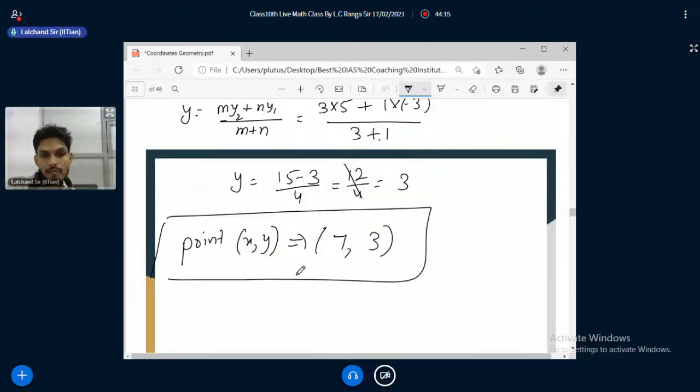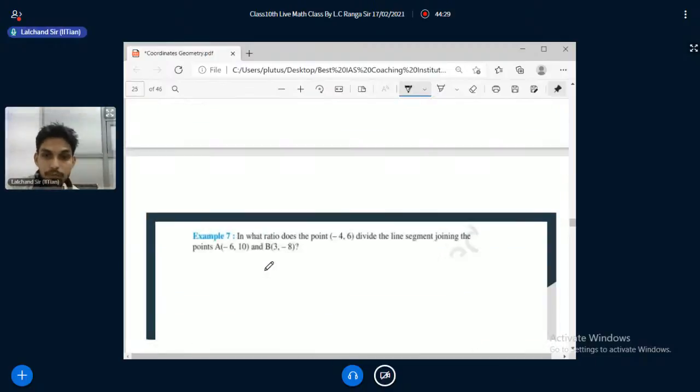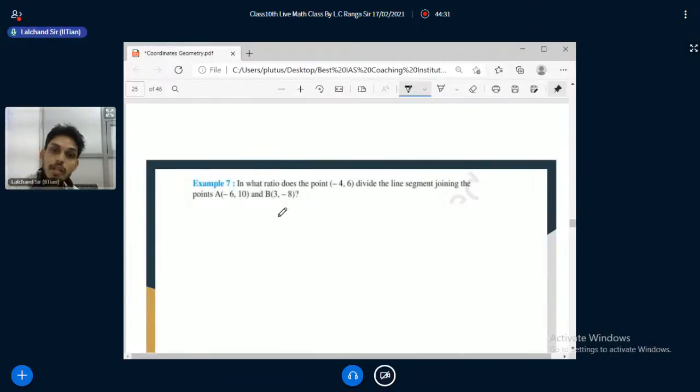Is this clear? Are you following up to this, Krishna? This section formula. Okay. Now try this question and tell me the ratio.